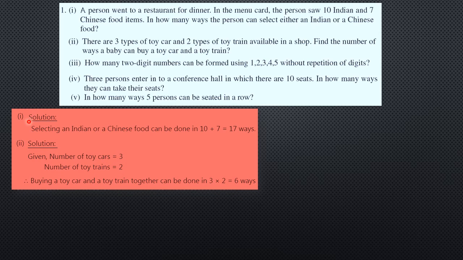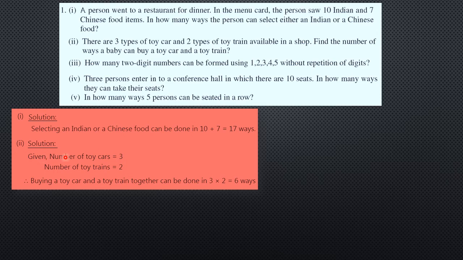This is the first subdivision. Solution: here you want to select either an Indian or a Chinese food. There are 10 types of Indian food and 7 types of Chinese food items. Here in between, the word is "or". So selecting an Indian or a Chinese food can be done in 10 plus 7 ways. This plus denotes "or". If it is "and", we use multiplication. So 10 plus 7 is equal to 17 ways we can select any one of the Indian food or any one of the Chinese food. So there are 17 ways.